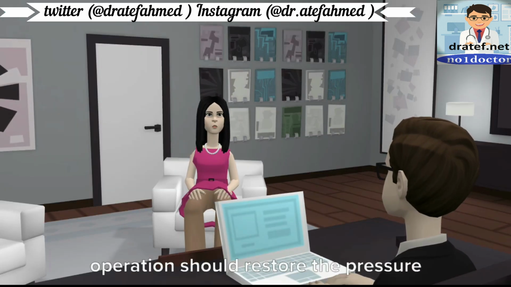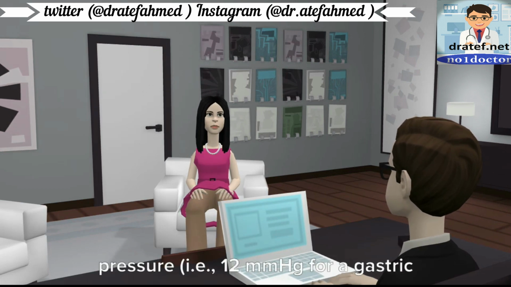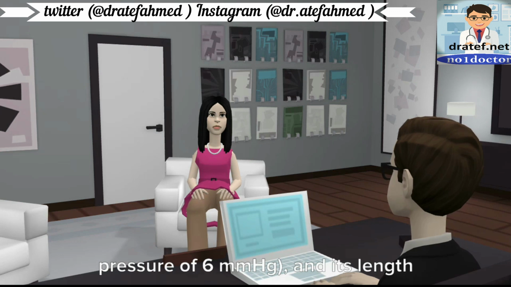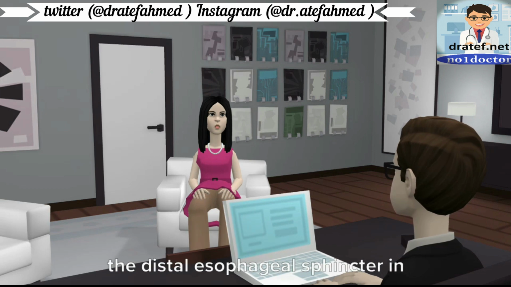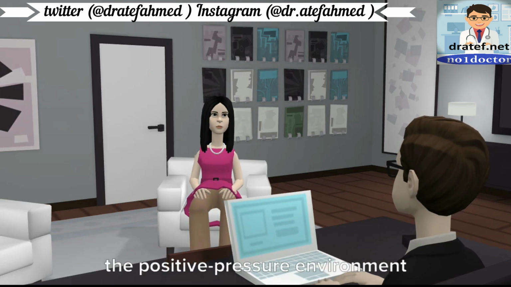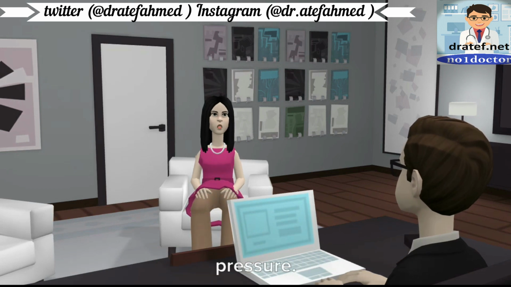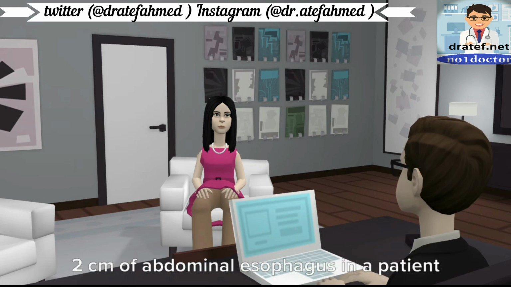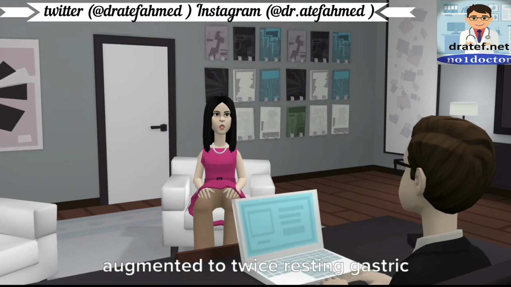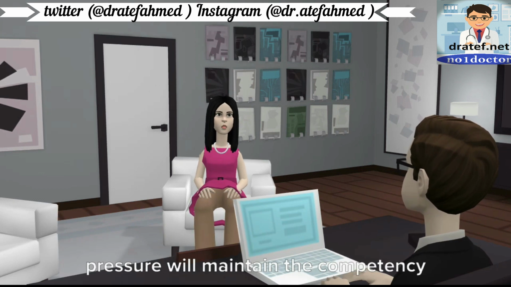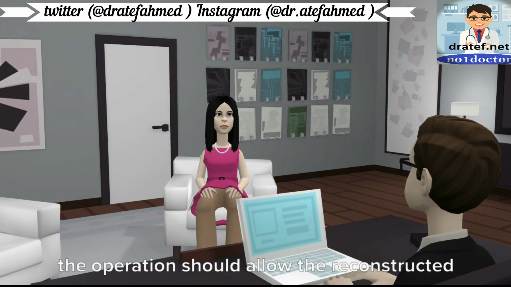First, the operation should restore the pressure of the distal esophageal sphincter to a level twice the resting gastric pressure, i.e., 12 mm of mercury for a gastric pressure of 6 mm of mercury, and its length to at least 3 cm. Second, the operation should place an adequate length of the distal esophageal sphincter in the positive pressure environment of the abdomen by a method that ensures its response to changes in intra-abdominal pressure. The permanent restoration of 1.5 to 2 cm of abdominal esophagus in a patient whose sphincter pressure has been augmented to twice resting gastric pressure will maintain the competency of the cardia over various challenges of intra-abdominal pressure.